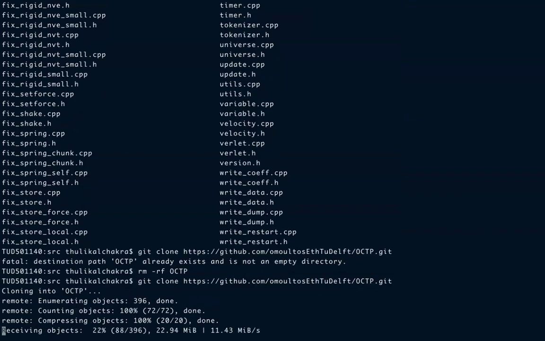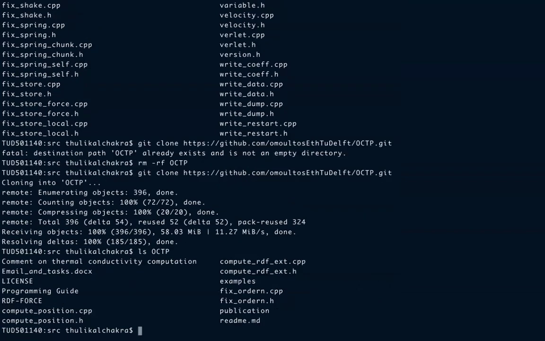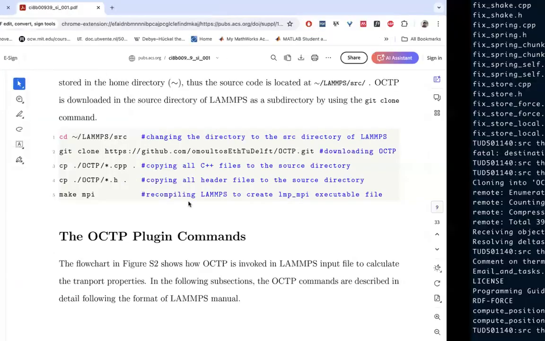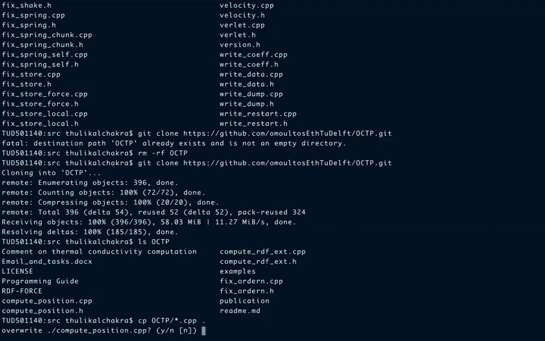As you see, once I do the git clone, all of the files have now been pulled into my src folder. And to verify this, we can see that it in fact exists here. So these are the contents of the OCTP folder. The next step is to copy all the CPP files from the OCTP folder into the src directory. So let us do that. Copy all the star.cpp into the current folder.